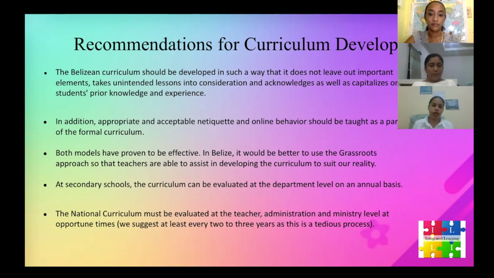We also know that they come with their knowledge and experience to the classroom. Capitalize on it, teachers, right? And this should be included in the curriculum. This should be noted in the curriculum so that teachers can be aware of this.